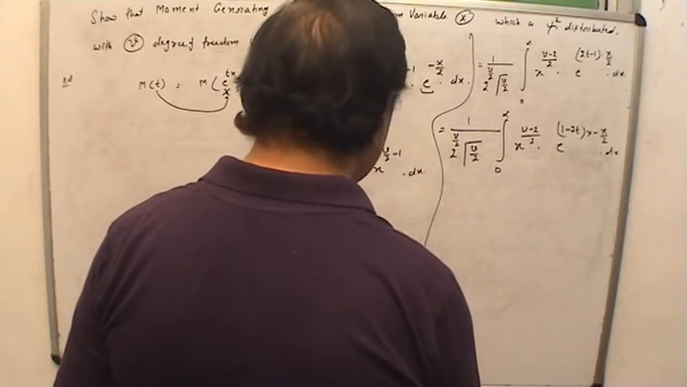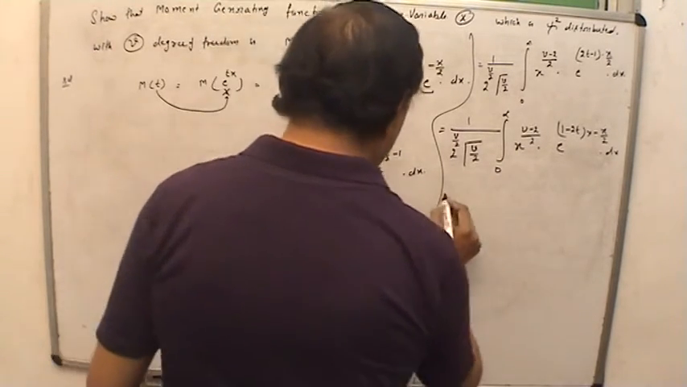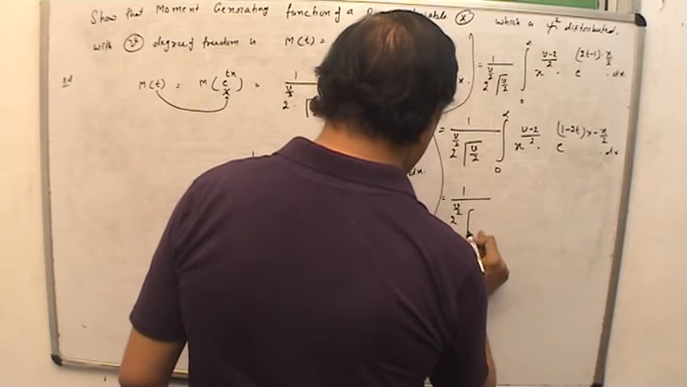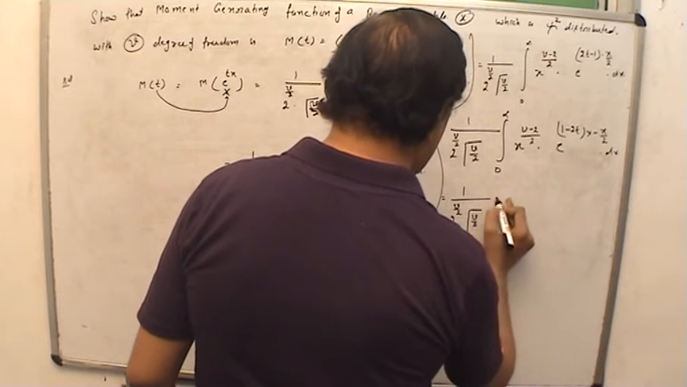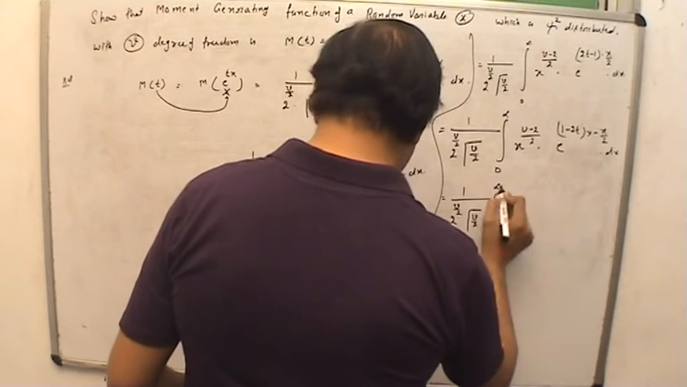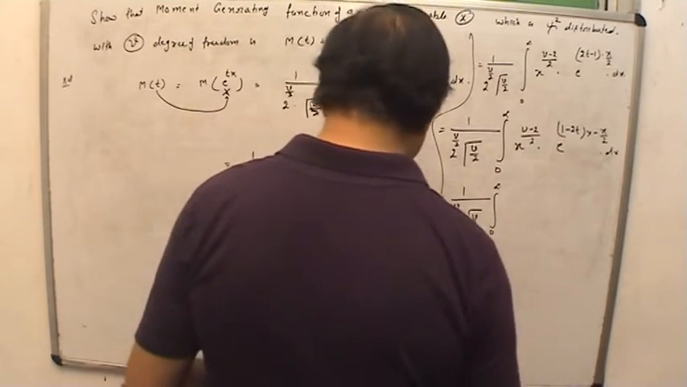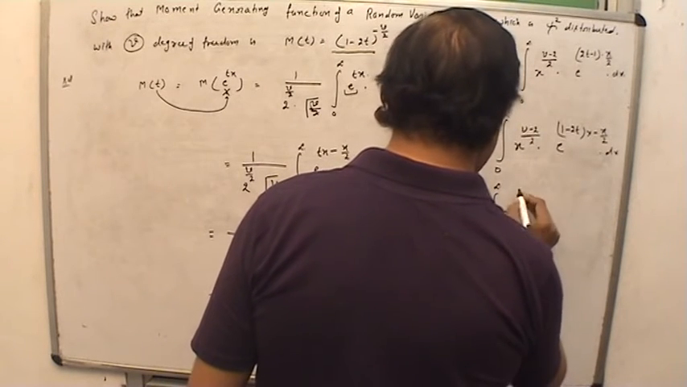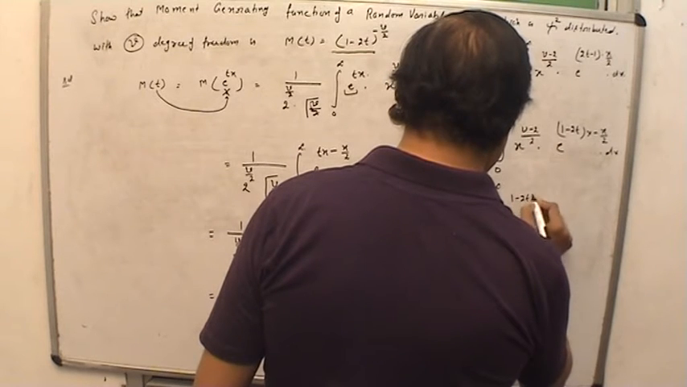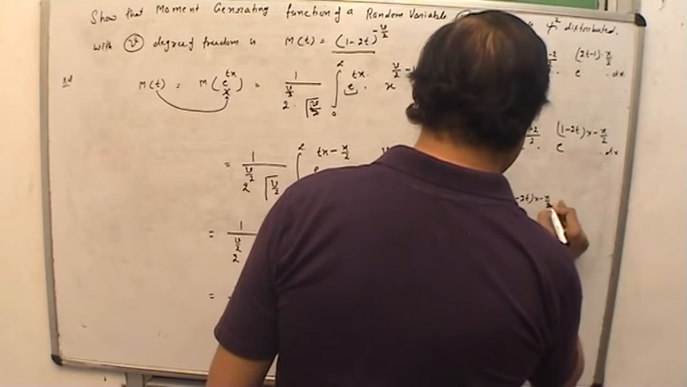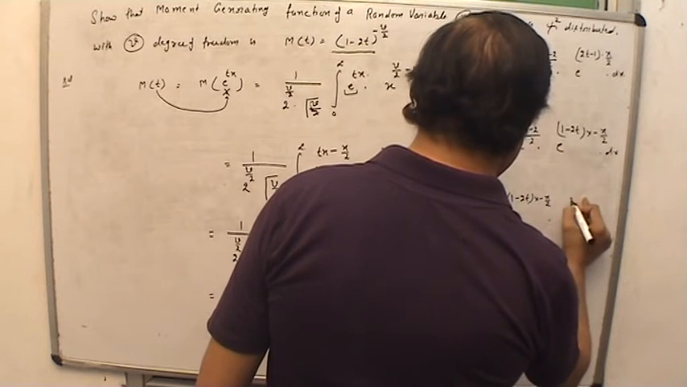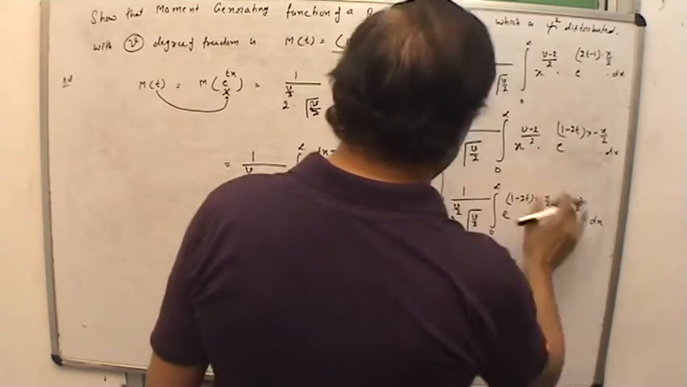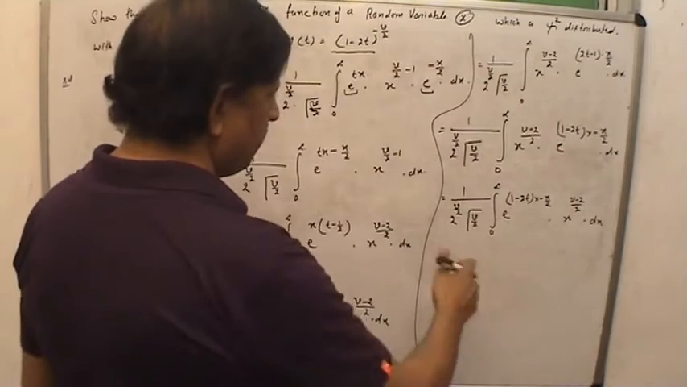That is equal to 1 by 2 raised to the power v by 2 gamma function of v by 2 from 0 to infinity e raised to the power 1 minus 2t into minus x by 2 into x raised to the power v minus 2 divided by 2 with respect to x. Nothing we have done, only we have interchanged the values left to right.